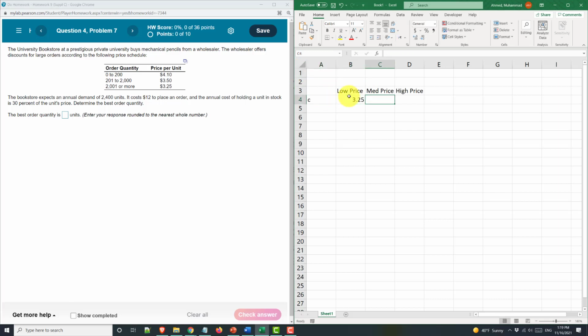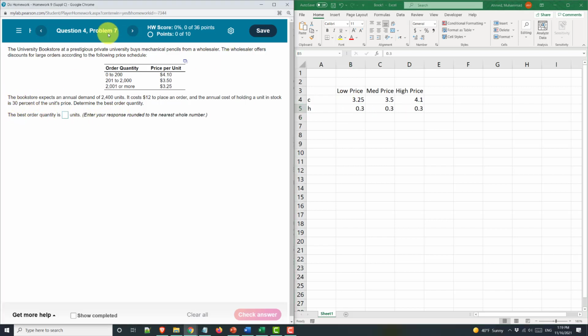3.25. And then in the medium price case, the price goes up to 3.5, and in the high price case, the price goes up to 4.1. Okay, my holding cost as a percentage is 30%, no matter what the price is, right? So the question says 30%.